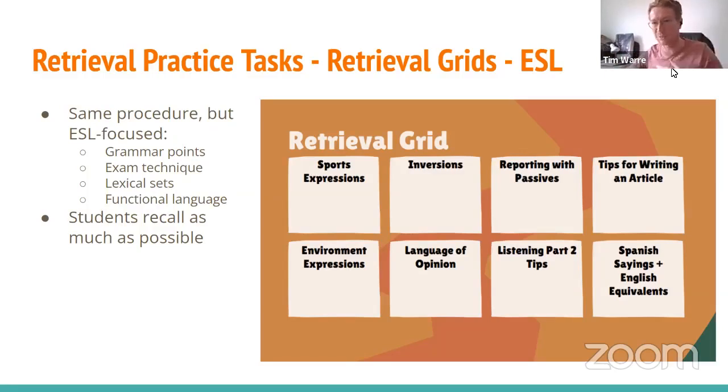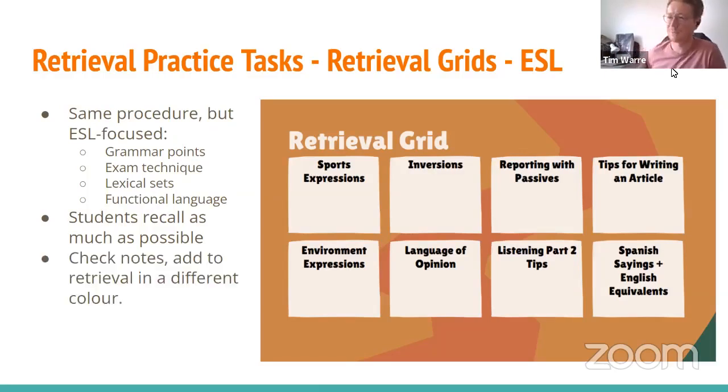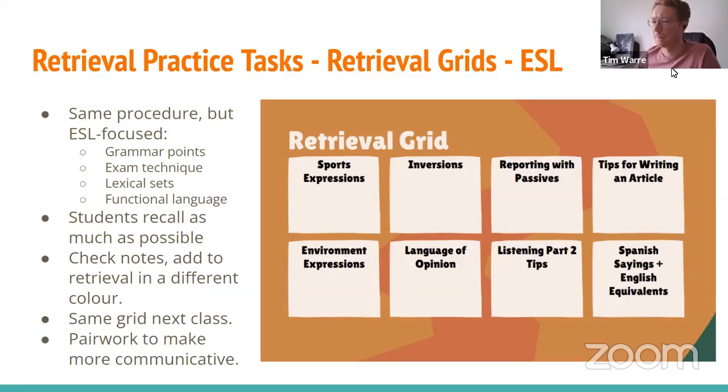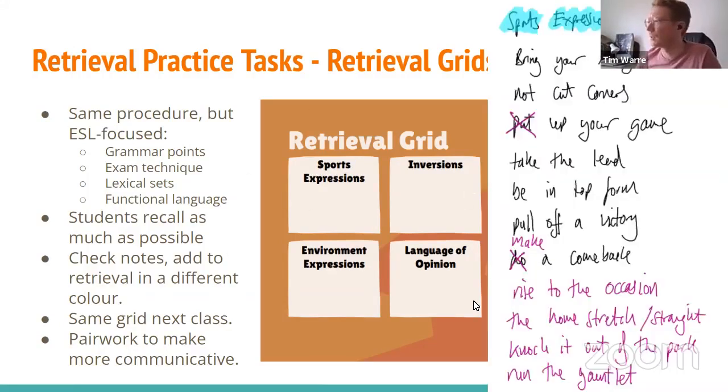You can put them in pairs to work on it together as well to make it more communicative. Then they need to change the color of their pen, and then they can look at their notes and see which ones they didn't get. So for example, you keep the same grid. We've used this grid for several classes down the line. I'll show you an example of what I mean.